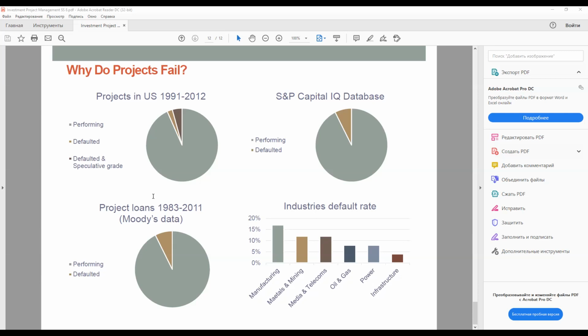S&P also maintains a much larger S&P Capital IQ Project Finance Consortium database containing data on portfolio performance from the majority of major project finance lenders. In 2012, there were over 6,000 projects in this database, of which only 512 had defaulted.